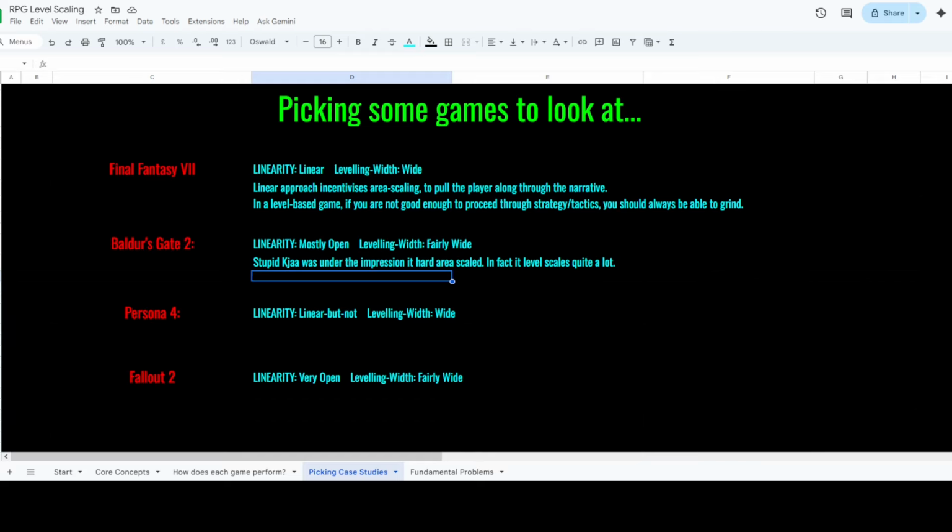And it does it really, really well. I'm putting stupid jar there because, why not? I'm happy to laugh there. But in actual fact, I don't think I was stupid. I think that Baldur's Gate 2 just gets this really right. So it isn't immediately obvious that it level scales.